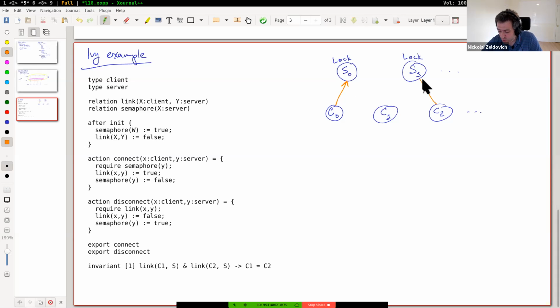And maybe client 2 is holding the lock of server 1. Client 1 is not holding anything. So that's the kind of protocol that we're trying to implement here. And you can imagine this is not going to be a super complicated protocol. You can just send a message to a server to grab a lock. And if it's available, the server will give it to you. And you can release it and put it back, and someone else can grab it later.